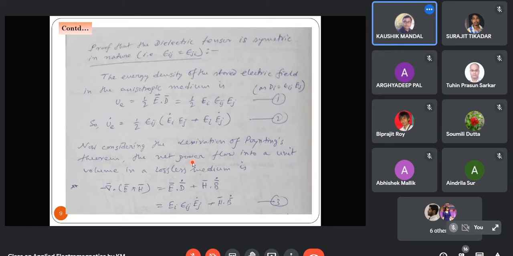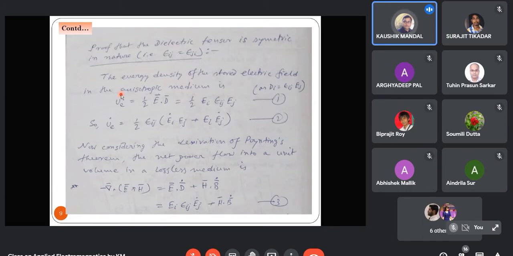Now, you have to prove that particular point, that the dielectric tensor is Hermitian in nature, that is epsilon ij equal to epsilon ji. To prove this one, we are starting with this particular point. What is UE? UE is the stored electric field energy.